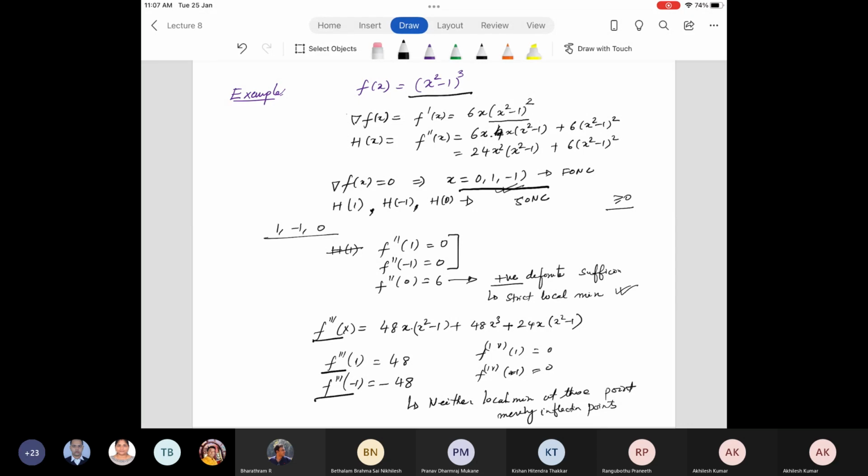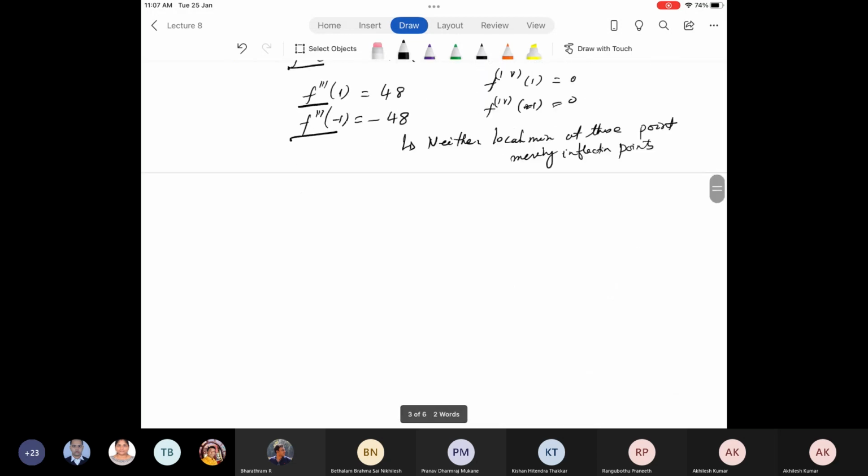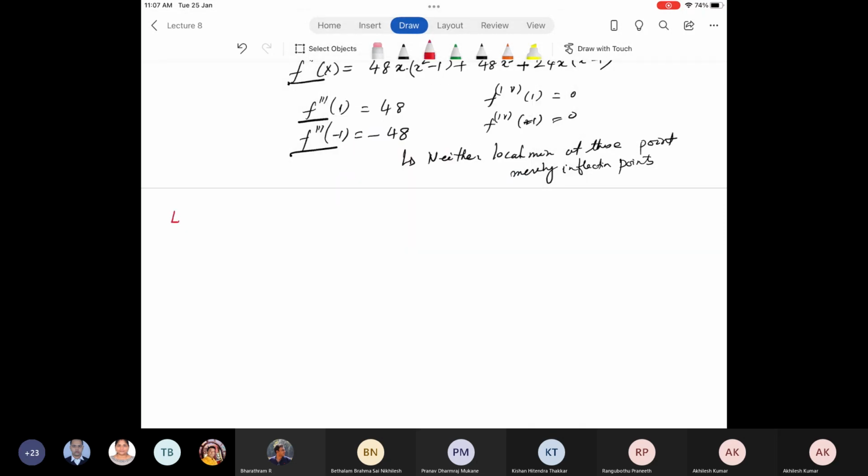But if it is convex, I will get the global minimum directly when I'm able to show that the Hessian is positive semi-definite. Is it clear? Any questions? If there are no questions, let's look at some unconstrained modeling and solving it.